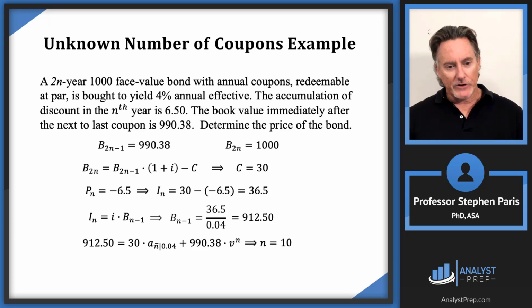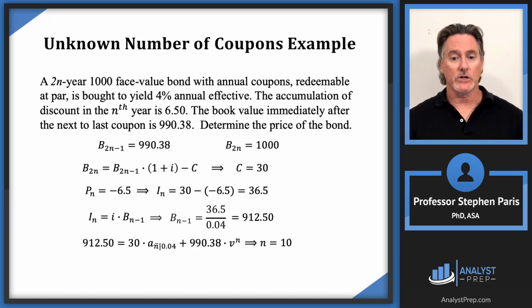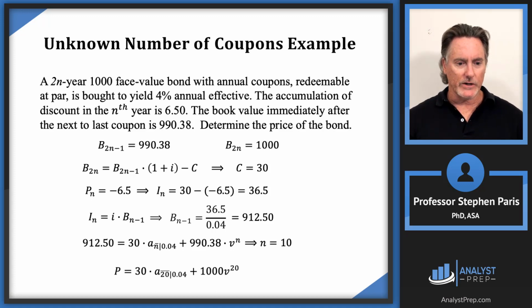Once I've got the n value of 10, I know what the coupons are. I know what the redemption value is. I know how many coupons there are now. There's actually 20 coupons because it's a 2n year bond with annual coupons. So it's 20 coupons of amount 30 each, plus the redemption value of 1,000. So just using the standard pricing formula here, the price of the bond will be 30 times a angle 20 at 4% plus 1,000 times v to the 20th, also at 4%. This is the standard pricing formula, and you get 864 just as before.